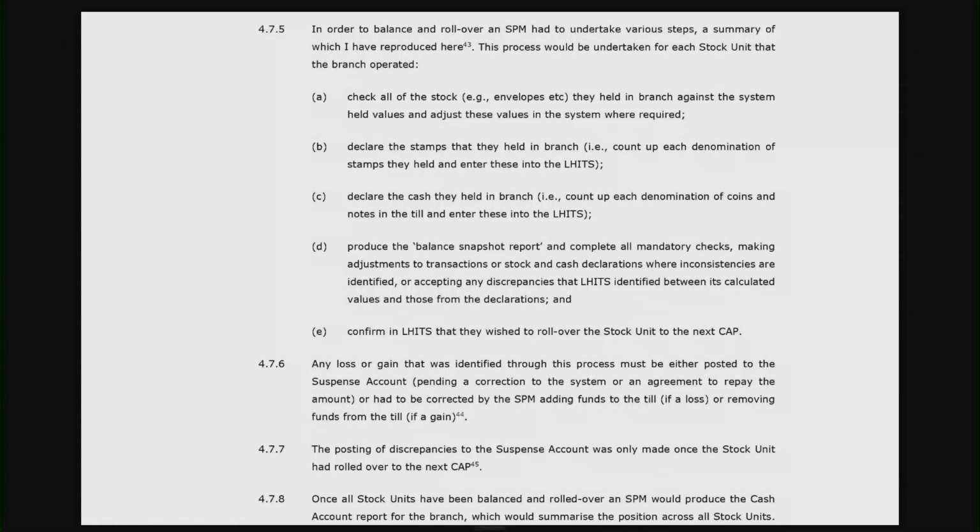So as it's rolled over, the discrepancy as it was rolled over to the next accounting unit would then cause the transaction, basically cause an update to the suspense account.